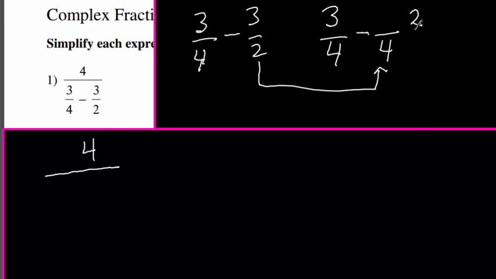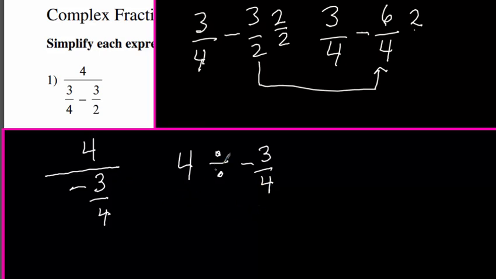So what was there, I'm multiplying by 2 over 2. And so that would give me 6 over 4. So in the bottom now, I have 3/4 minus 6/4. So that would give me negative 3/4. Right? So technically now what I'm doing is 4 divided by negative 3/4. That's what that means. Division is the same thing as multiplication. So I'm technically doing 4 over 1 times negative 4 over 3. And now I can just multiply straight across and that gives me negative 16 over 3.